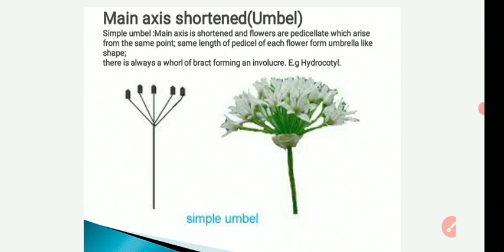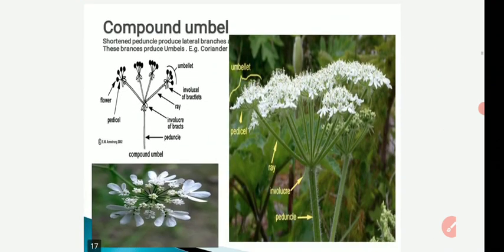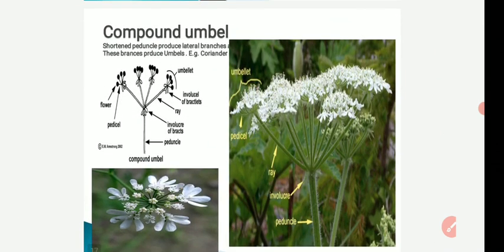And in an umbel, the younger flowers are present in the center so that the whole inflorescence looks like an umbrella. And in an umbel, there is always a whorl of bracts forming an involucre, and each flower develops from the axil of a bract. For example, hydrocotyle. Next, that is compound umbel.